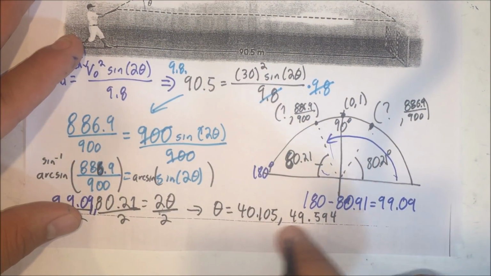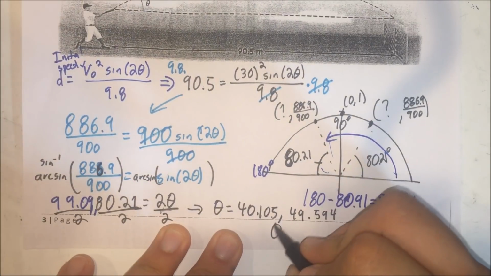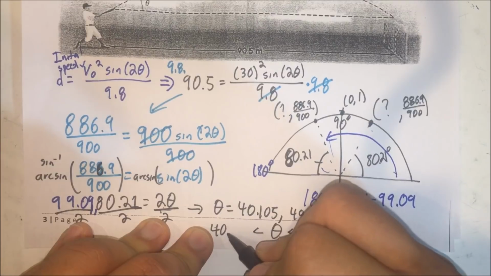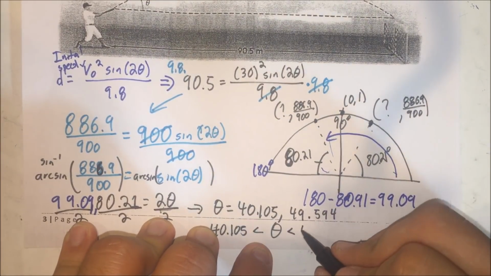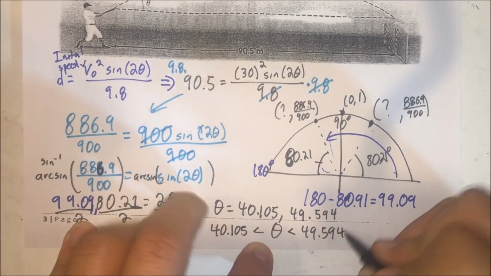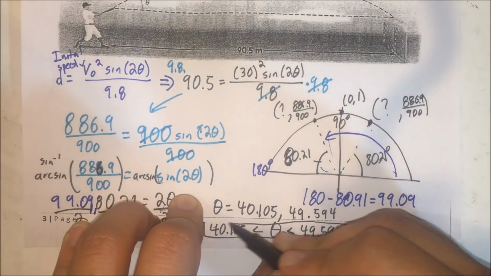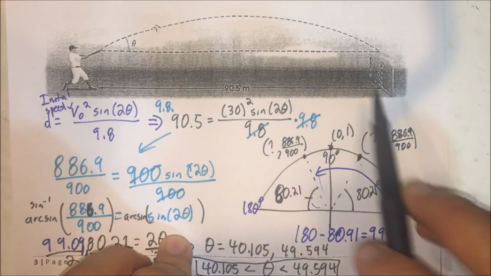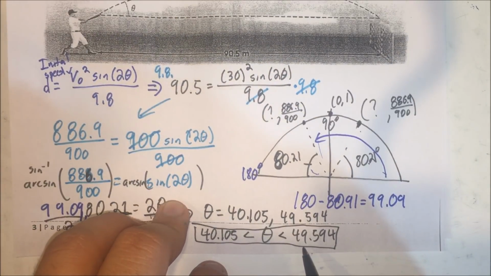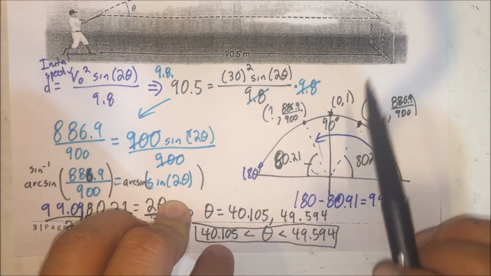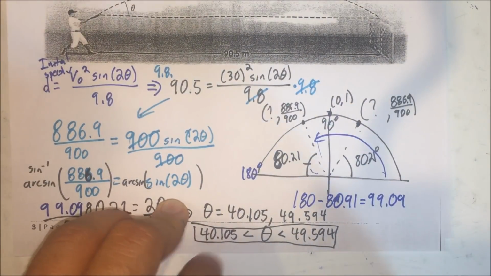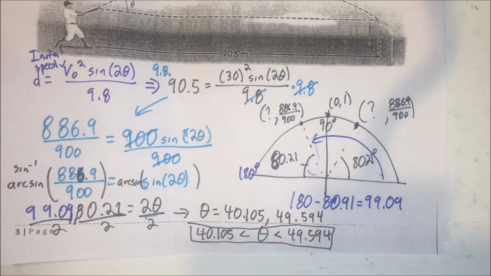So what do these answers mean? Well, these are our intervals. These are the angles at which that player can hit that ball and still expect to hit a home run. So that means at 40.105 degrees or 49.594 degrees. Basically, this is saying that this player has to hit it just above 40 degrees in order for it to go over that fence, but he has to hit it under 49.594 in order to not pop it up too much so that it just pops up into the outfield and doesn't go over the fence. So he has to hit it between those 2 angles.